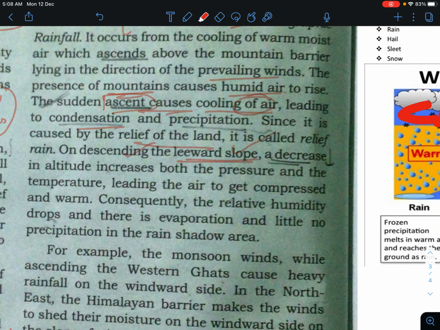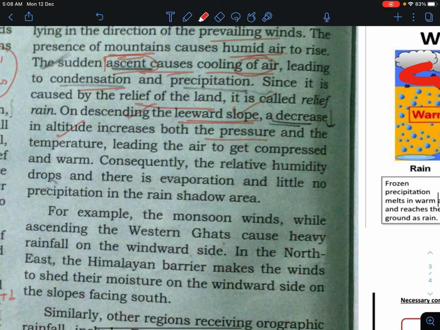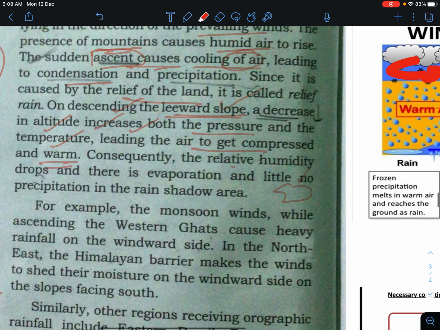So on the leeward slope, the altitude decreases. A decrease in altitude means this air parcel is going to come this side. Due to the decrease in the height of the air parcel, the pressure of the atmosphere increases and the temperature also increases, leading the air to get compressed. Due to the increase in temperature and pressure, it becomes warm, and consequently the relative humidity drops.